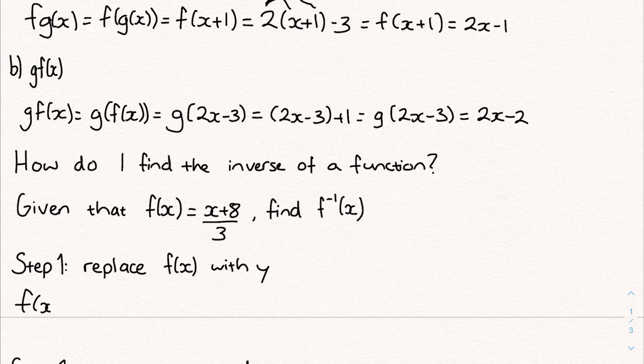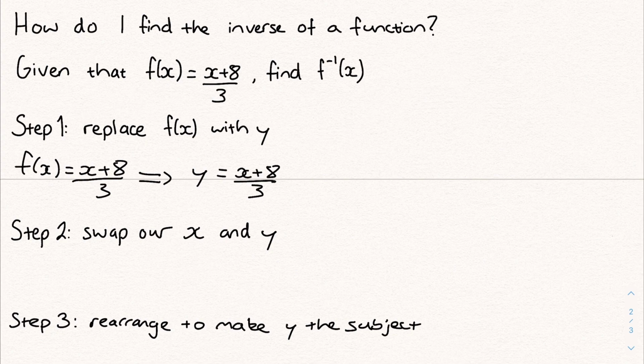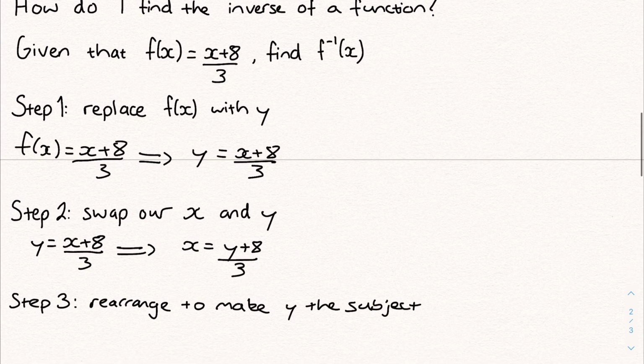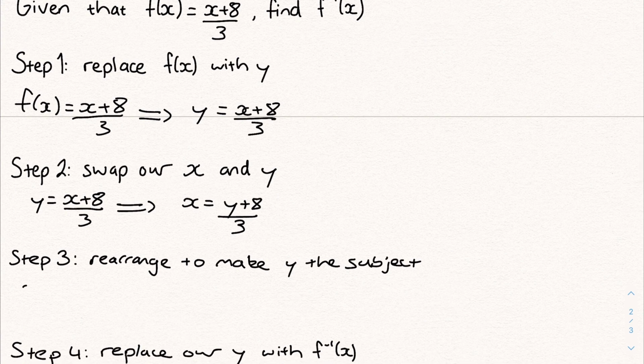So we have f(x) equals (x plus 8) over 3. We're just going to replace our f(x) with y, so it will now be y equals (x plus 8) over 3. The next step is we now want to swap our x and y. So going from y equals (x plus 8) over 3, we're now going to have x equals (y plus 8) over 3. And as you can see, the third step, we're then going to rearrange to make y the subject.